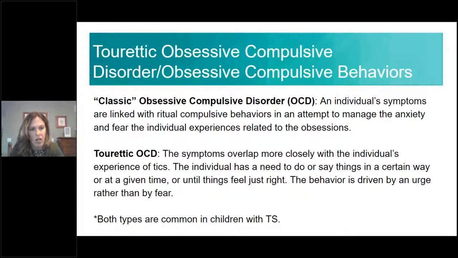So let's first talk about OCD, or as we sometimes refer to it, Touretic OCD. Classic obsessive compulsive disorder is when an individual's symptoms are linked to ritual compulsion behaviors in an attempt to manage the anxiety and fear they are experiencing related to these obsessions. An example is a person who checks all the windows and doors in their house three times before they go to bed at night because they are convinced that if they accidentally leave one unlocked, something bad is going to happen, somebody's going to break in and hurt them. So that is the classic OCD.